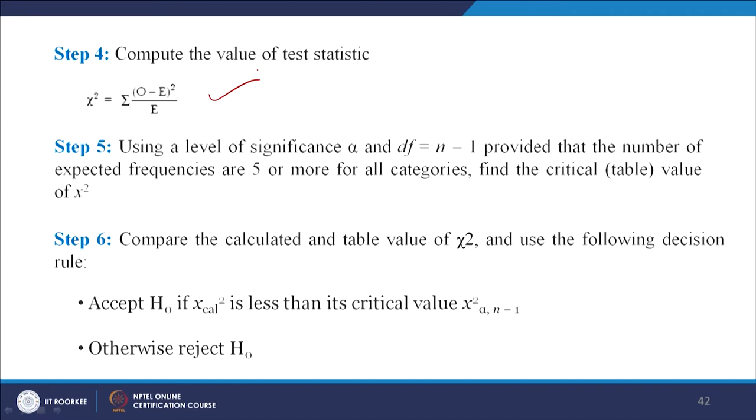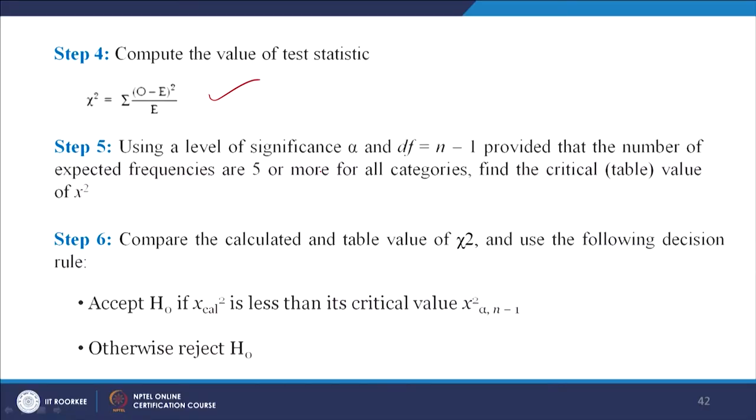Now you have calculated the same thing, right. Now using a level of significance and degree of freedom, provided that the expected frequencies are 5 or more at least, so each cell has to have at least 5 values, the size has to be 5 or more, right, okay. Now compare the calculated and the table value, and then we do the same thing as earlier.